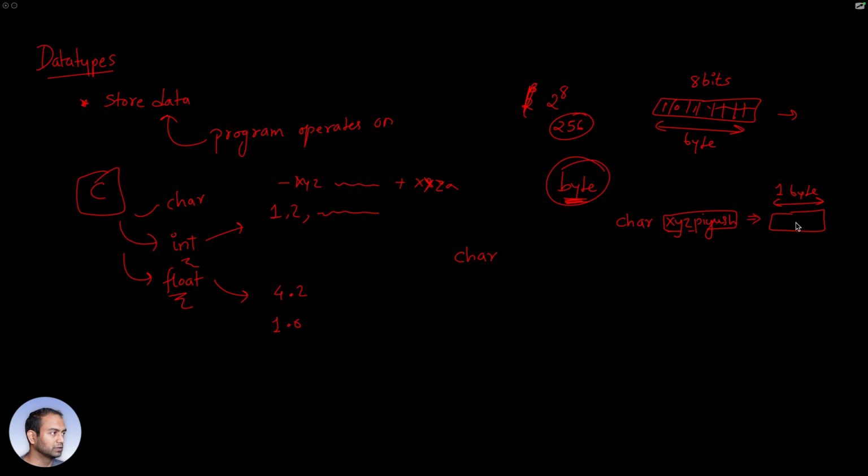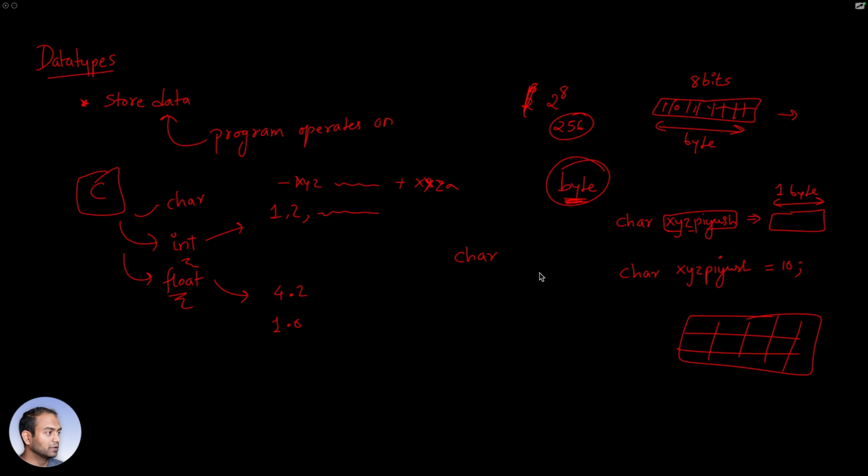Meaning, if I were to do char XY equals, let's say, 10, then there would be some memory location where there are a lot of bytes available. So one of the bytes, only 1 byte, will hold the value 10. That will be referred to by XYZ as a friendly name.